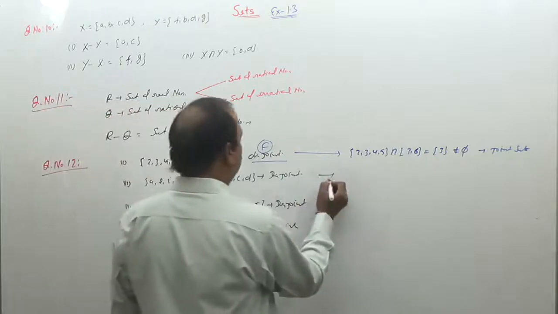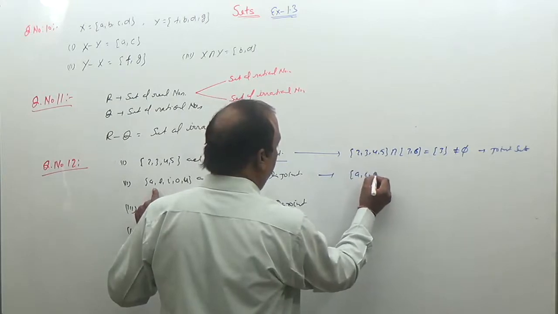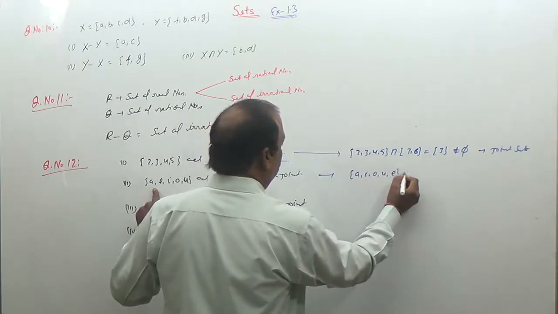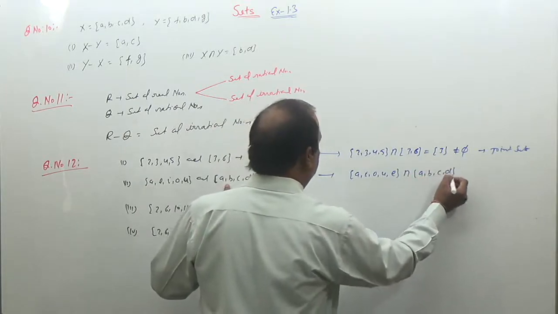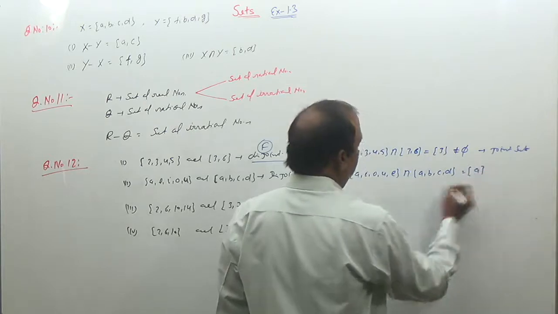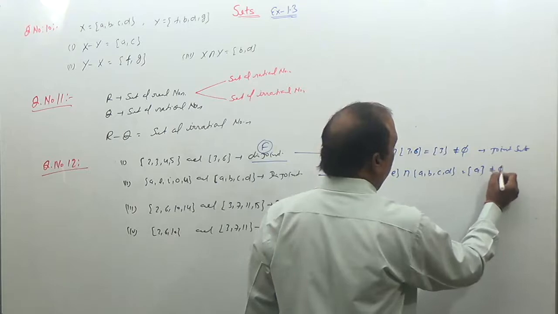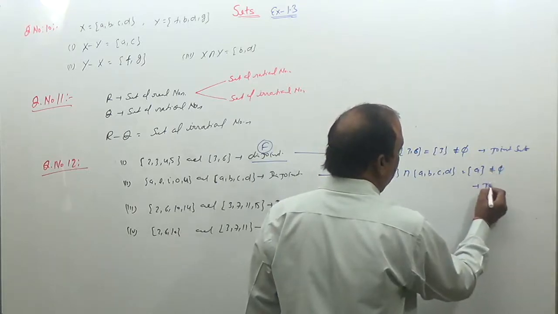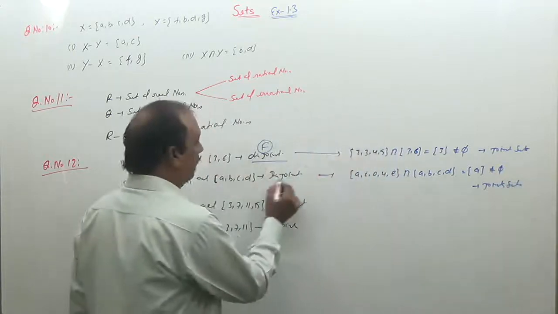In second case, taking their intersection, {A, E, I, O, U} intersection {A, B, C, D}, we get A as the common element between these two sets, which is not equal to the empty set. So these are not disjoint sets. So this one is also false.